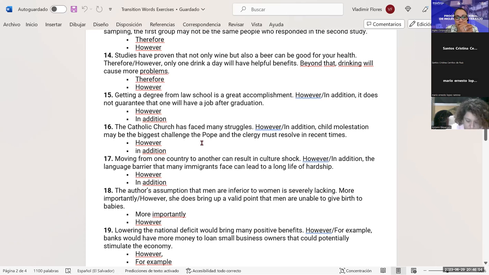Number 15. Volunteer. Thank you, Aymara. Getting a degree from law school is a great accomplishment. However, it does not guarantee that one will have a job after graduation. Excellent. That's correct. However, thank you so much.